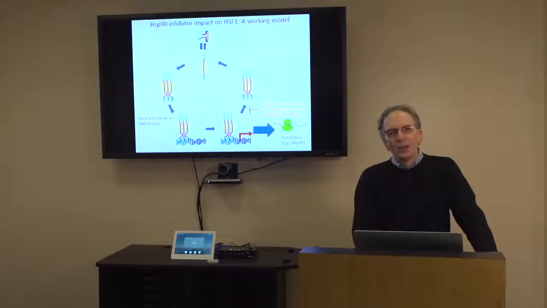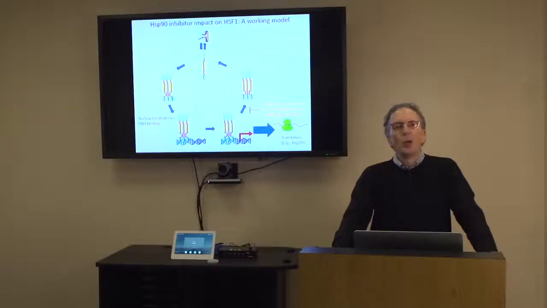Understanding this mechanism as perhaps the true model of what HSP90 inhibitors are doing is allowing us to look for novel strategies to disrupt the ability of HSP90 inhibitors to dissociate HSP90 from HSF1, or to otherwise block HSF1 transcriptional activity.